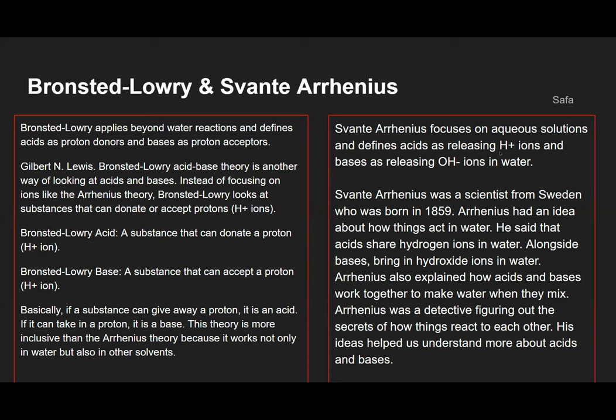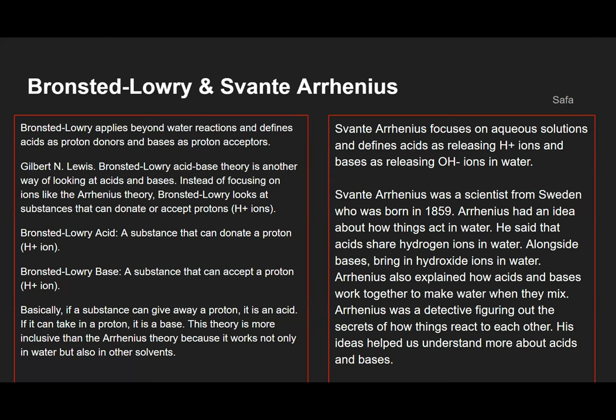Okay. Bronsted-Lowry and Svante Arrhenius. Bronsted-Lowry applies beyond water reactions and defines acids as proton donors and bases as proton acceptors. Bronsted-Lowry acid-base theory is another way of looking at acids and bases. Instead of focusing on ions like the Arrhenius theory, it looks at substances that can donate or accept protons like H+ ions. A Bronsted-Lowry acid can donate a proton, and a base can accept a proton. Basically, if a substance can give away a proton, it is an acid. If it can take in a proton, it is a base.